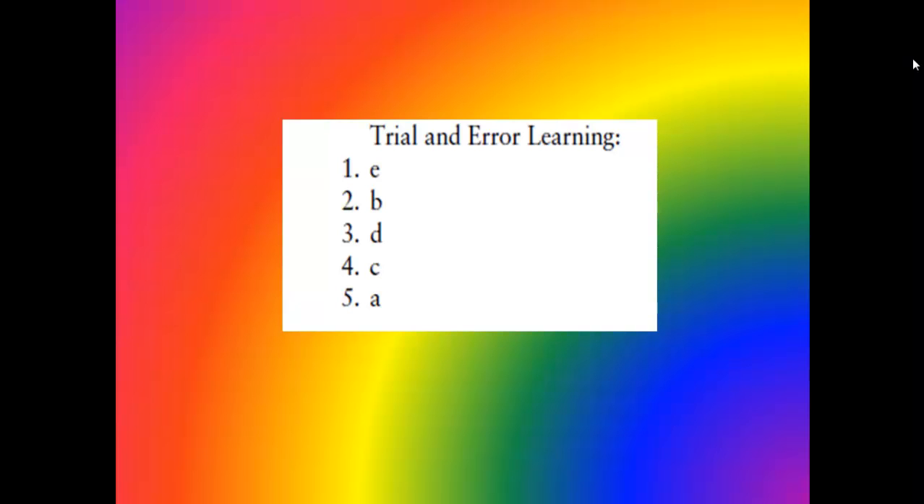Trial and error learning. So the proper and suitable order for these sentences is as follows. Number 1 is number E, the baby makes sounds. Number 2, B, some sounds are words with meaning. Number 3, for example, the baby points and says car. Number 4, mother praises the baby. And finally, number 5, this is then repeated while other sounds are not.